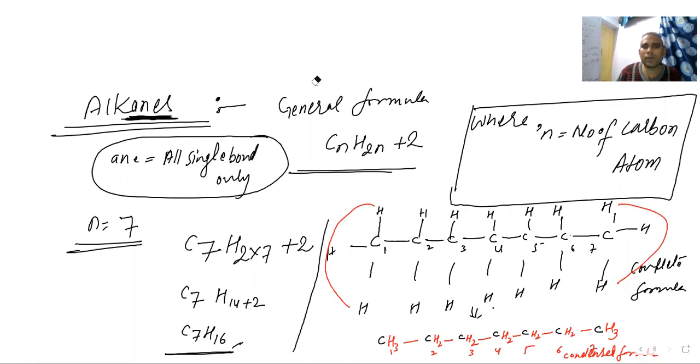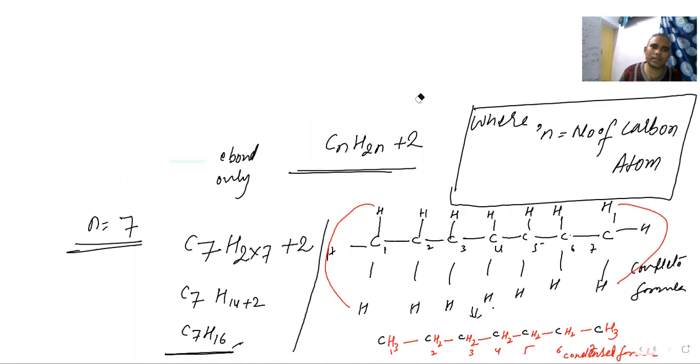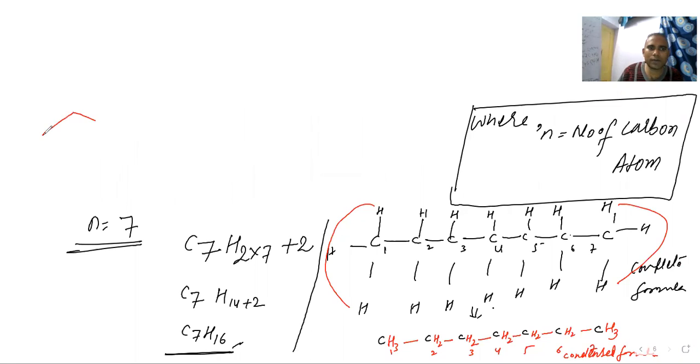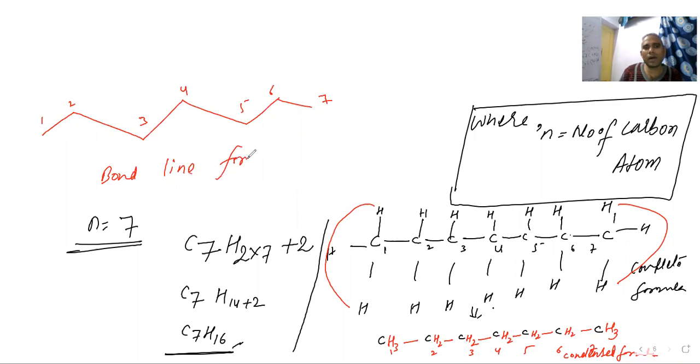Now we are going to represent this in bond line formula. I am erasing some portion, so I will write bond line formula. Let us see how we can write it. Seven carbons are there: 1, 2, 3, 4, 5, 6, 7. So this is what is known as the bond line formula. I hope you are able to understand this type of structure. So we are moving to write the IUPAC name. Can we move?